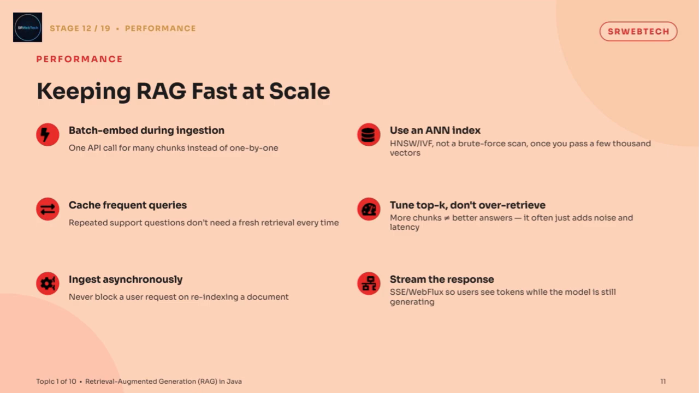So tune your top K retrieval carefully, cache frequent queries, and use an approximate nearest neighbor index like HNSW or IVF once you're past a few thousand vectors. Batch your embeddings and make one API call for many chunks instead of many calls. This approach keeps RAG fast at scale.